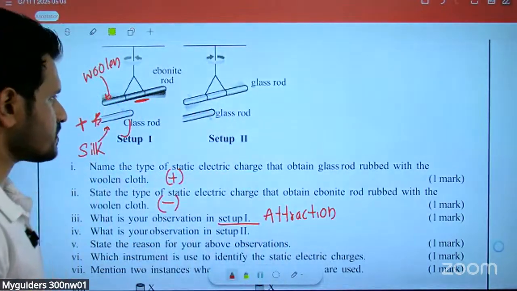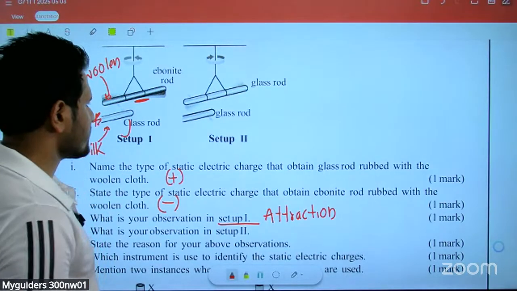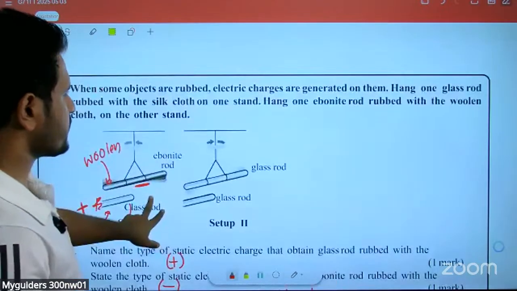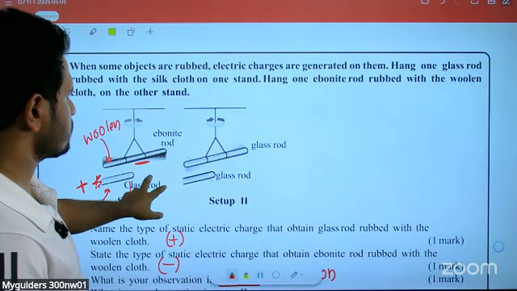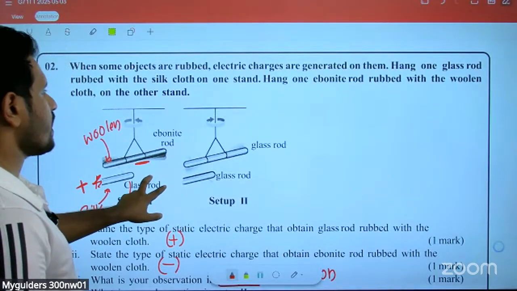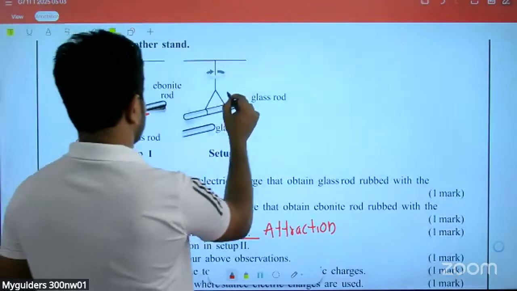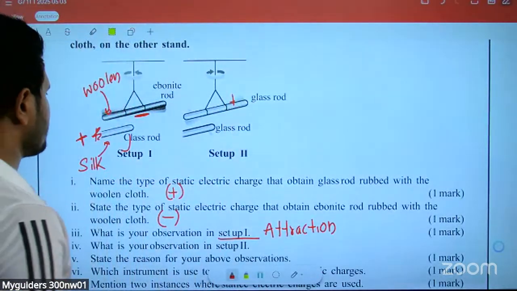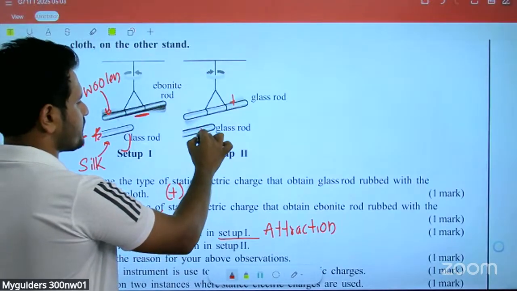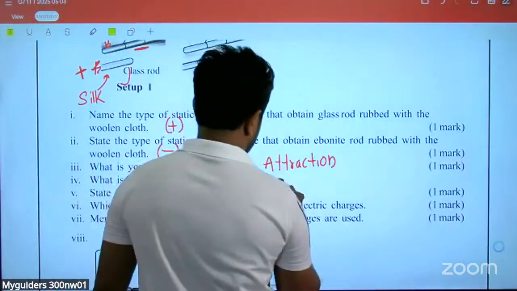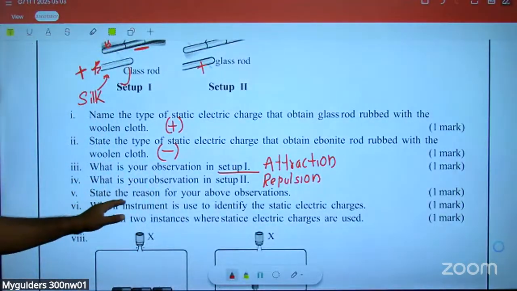What is the observation in step 2? Nothing is mentioned about how it was charged. The glass rod rubbed with silk cloth, or the glass rod rubbed with woolen cloth, will be positive. It doesn't say which glass rod, but let's assume it was rubbed in the normal way. So that one is also positive. What will happen? Positive will repel. Repulsion.